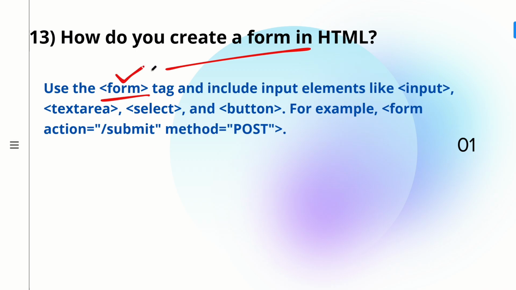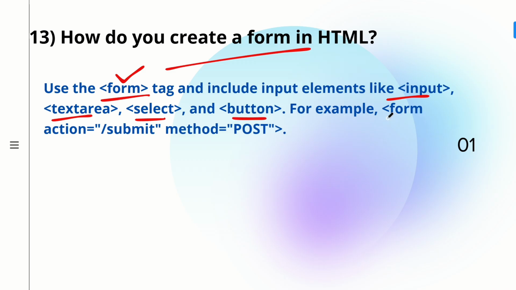You have to make use of the form tag, and then you have to include input elements, like input for getting the data for their first name, last name, the gender. So this input you have to write. Then you can get the textarea for suggestions or other stuff, remarks, and then we have select for the dropdown, and then we have button, and button is useful for submitting the form.